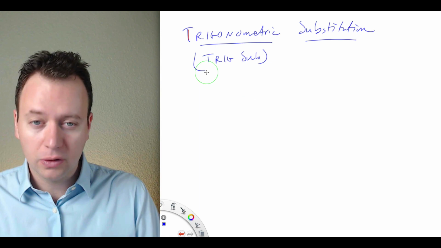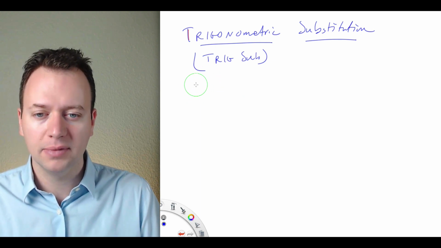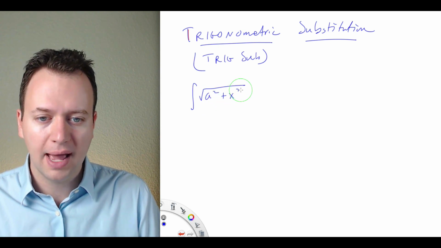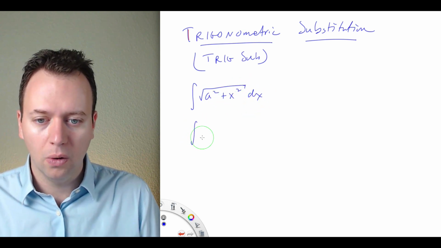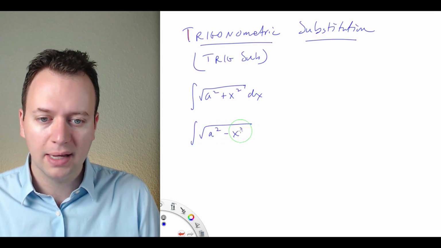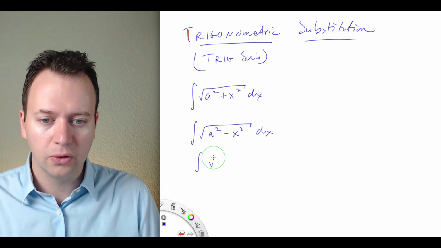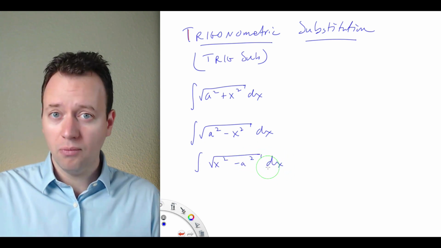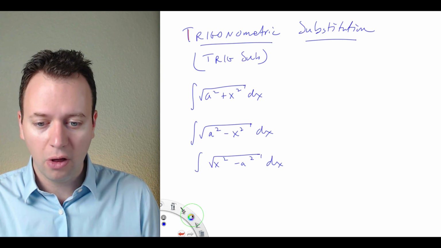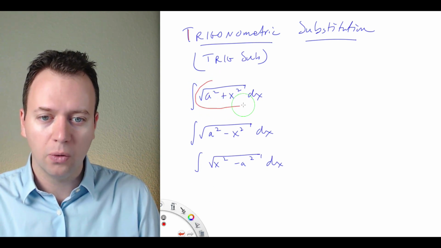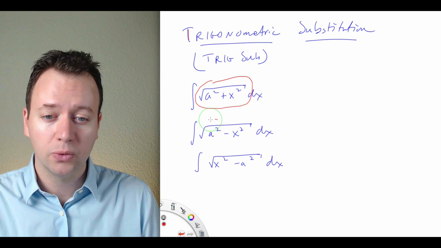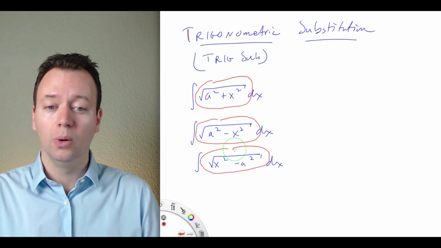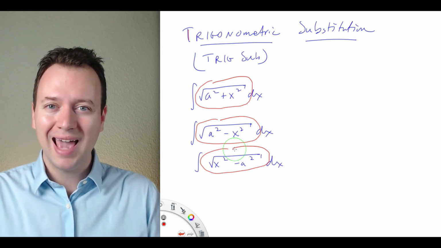Now why would you do this? This becomes handy when we have integrals like the integral of the square root of a squared plus x squared, or the integral of the square root of a squared minus x squared, or the integral of the square root of x squared minus a squared. And then many other integrals that will involve one of these three different quantities: square root of a squared plus x squared, square root of a squared minus x squared, or the square root of x squared minus a squared.